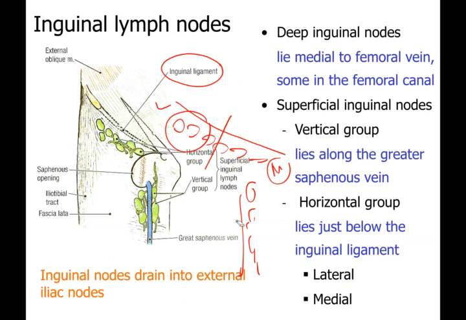Okay, so that's how you divide the superficial lymph nodes. The medial group is more important. It drains the anterior abdominal wall below the umbilicus, superficial limb. Then it drains the perineum.